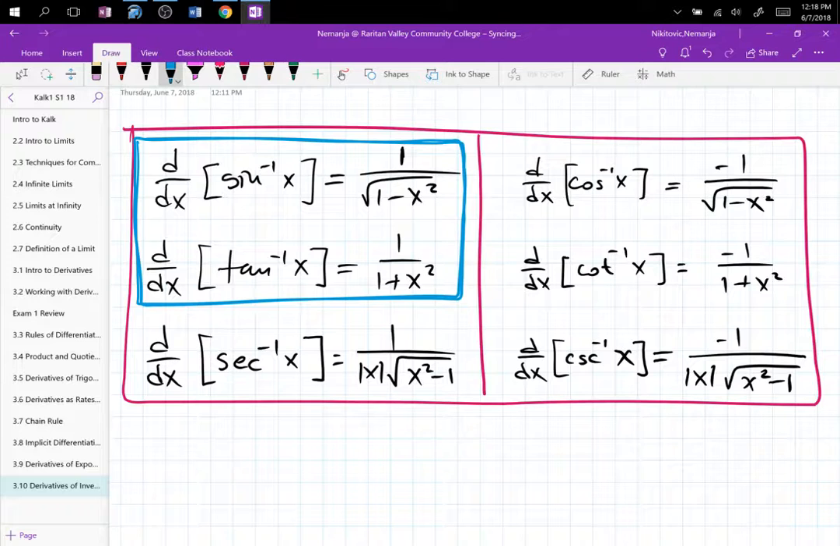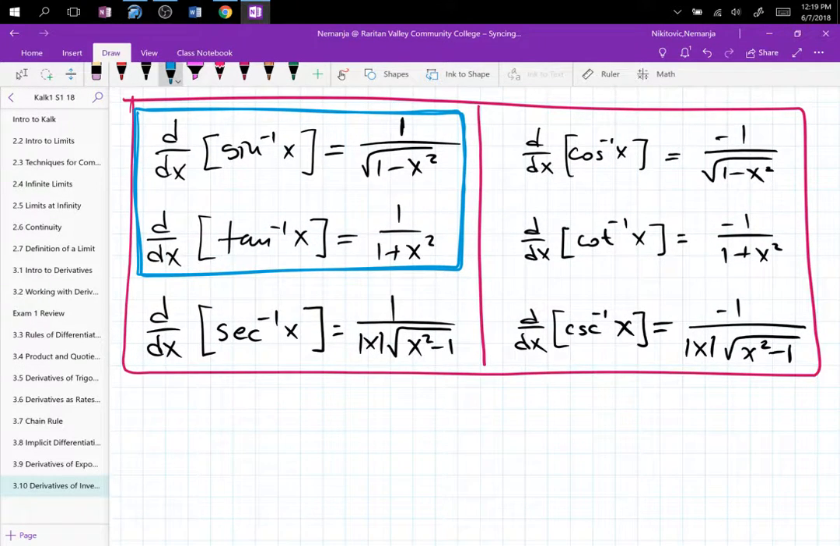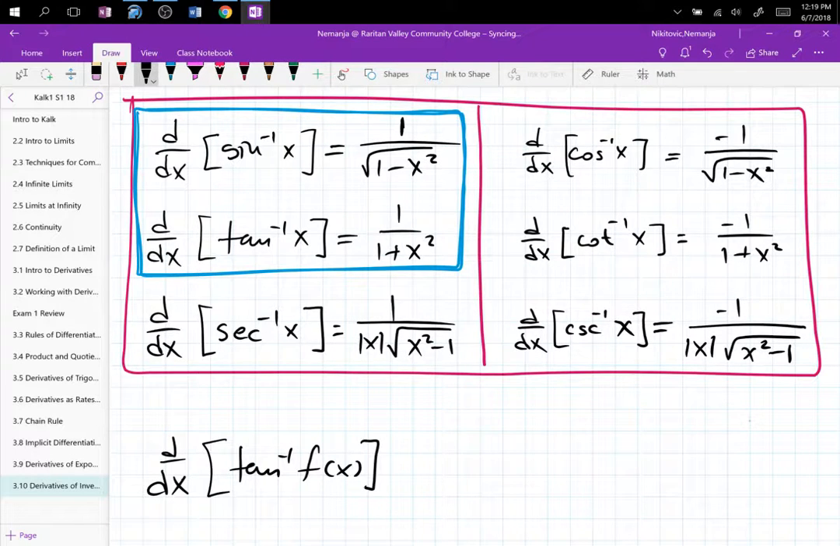When are you going to use these formulas in this form? Never. Because of the chain rule, right? You are not looking at sine inverse of x. You should be looking at sine inverse of f of x. As soon as you change x into f of x, all of the x's change to f of x's on the other side, and you have to multiply by f prime because of the chain rule. So what is the modification, let's say, for the derivative of tangent inverse of whatever function f of x?